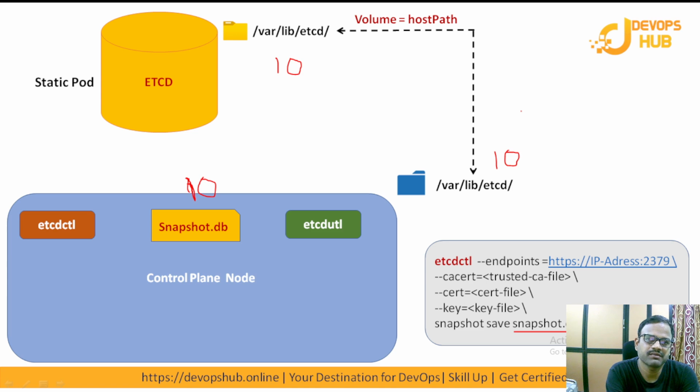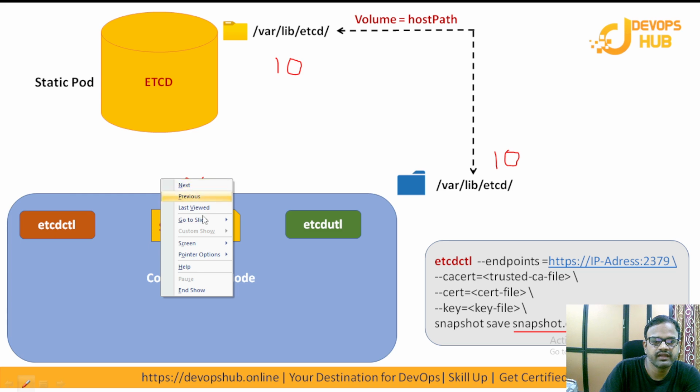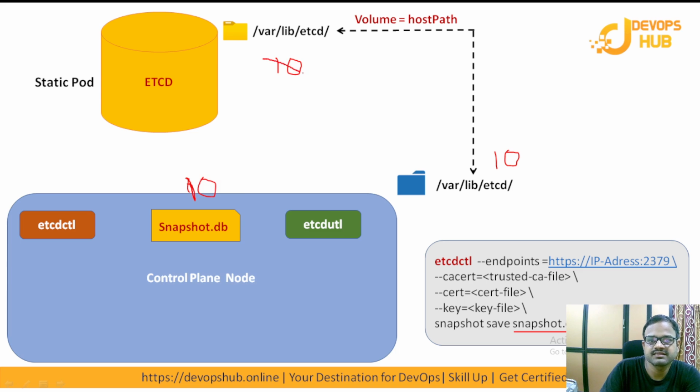So now we have successfully taken the snapshot. What is the next step? We have to restore it. At this point of time, if we restore, there is no use, because the current state is also the same as the state which we are going to restore. That's why now we will delete the 10 deployments in our current state.